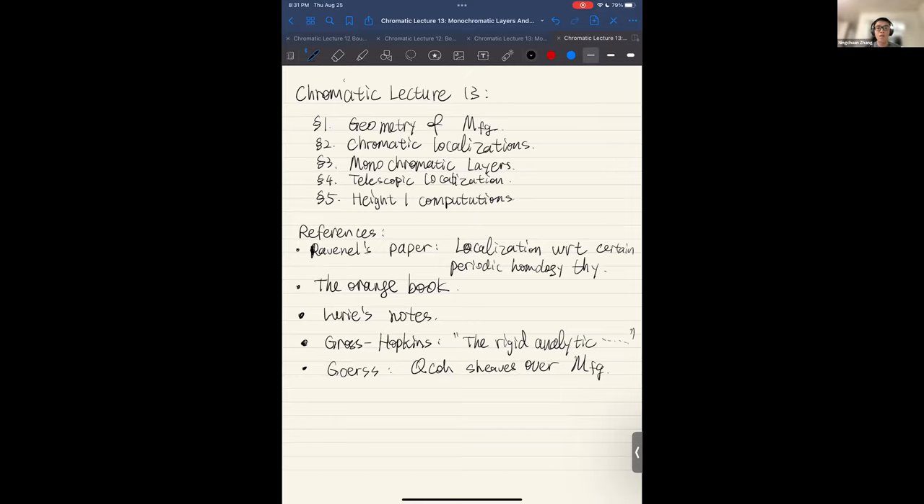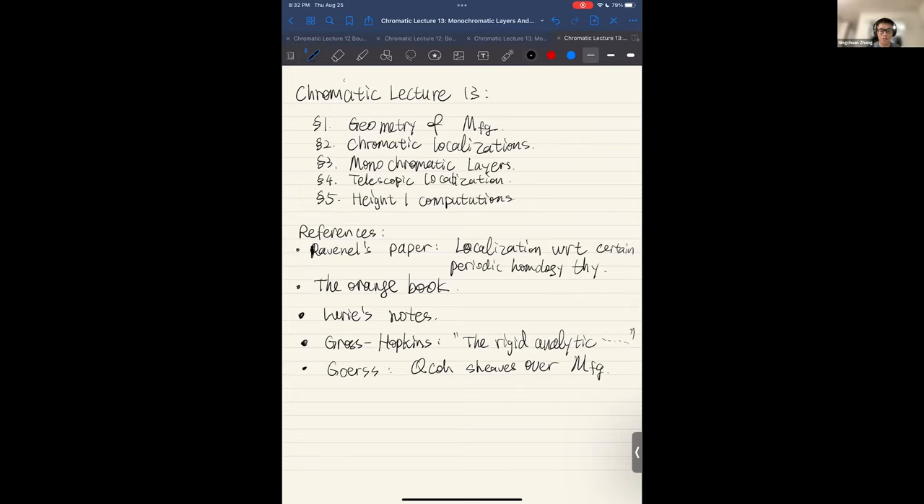That's one of the main references today. After that, we'll introduce the actual monochromatic layers and a related concept called telescope localization, which involves one of the biggest open problems in the field of chromatic homotopy theory, namely the telescope conjecture. If we have time, I'll explain how to use this chromatic fracture square to do some actual computation at height one.